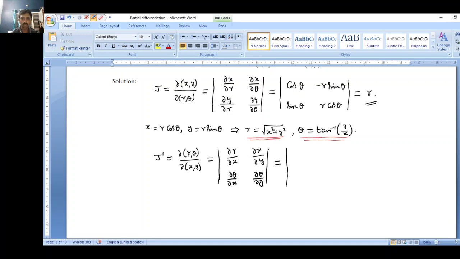Now to find dou r by dou x, we'll have to use this expression. So because r is root of x square plus y square, dou r by dou x would be 1 by 2 root x square plus y square into differentiation of x square plus y square with respect to x partial, which is going to be 2x. So in that the 2 will get cancelled off, and you will be left with x by root of x square plus y square.